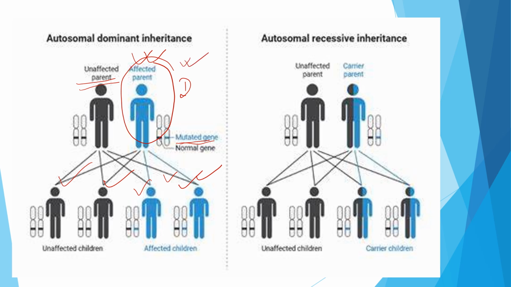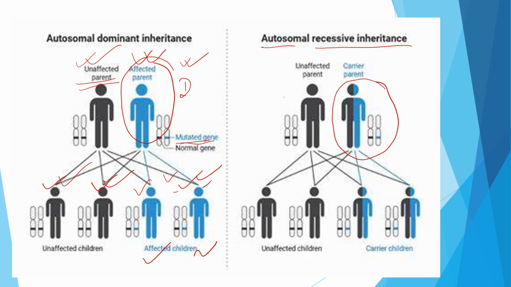So if it was dominant in two, all the children will be affected. As it was dominant in only one parent, then only 50% were affected. Now let's come to the autosomal recessive thing. See, in this recessive, both the parents are not carriers, only one parent is a carrier.